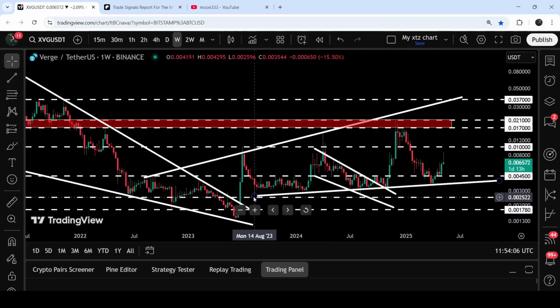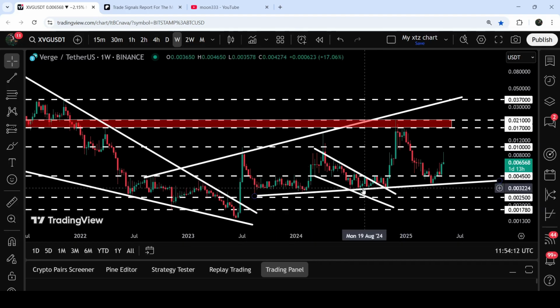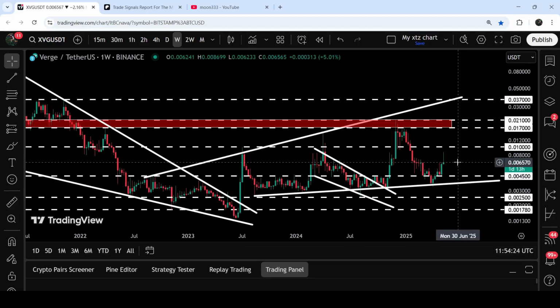By the way, this support is coming from the month of August 2023. We had a bounce here, another bounce here, and several more touch points and bounces. Then recently, the price bounced again here in the month of April 2025. And recently we have broken out of this very long-term resistance of $0.0045 and are moving towards the next resistance.